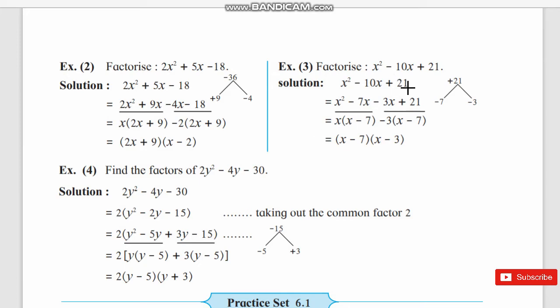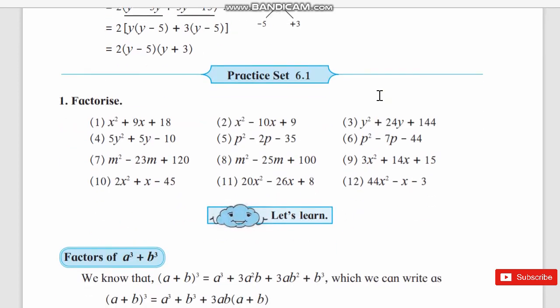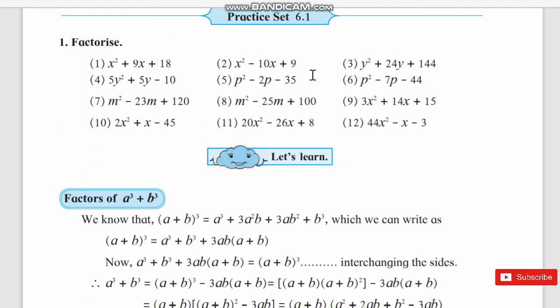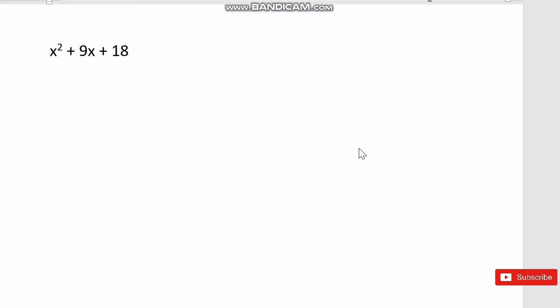Let us see the examples for the practice set 6.1. Let us see the first example. Factorize x square plus 9x plus 18. So this is our first example. Let us see this example on the word page.